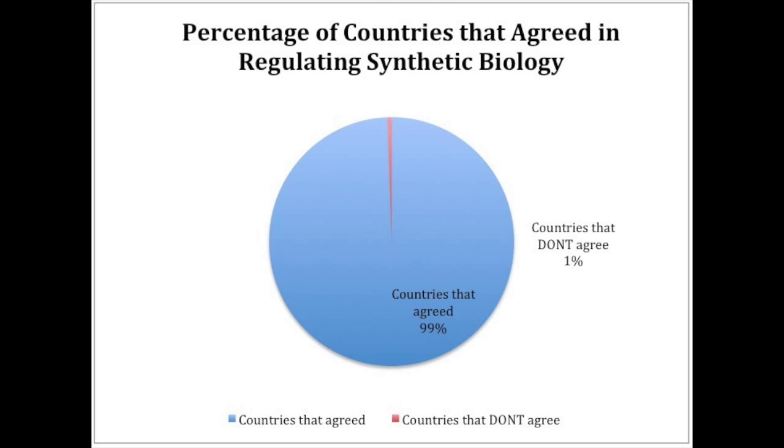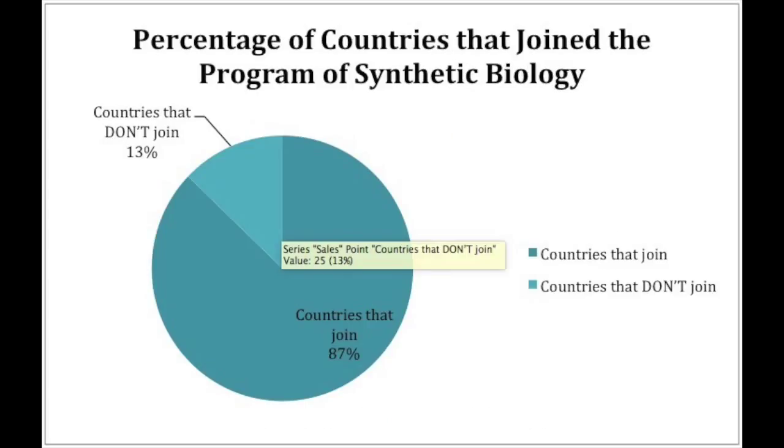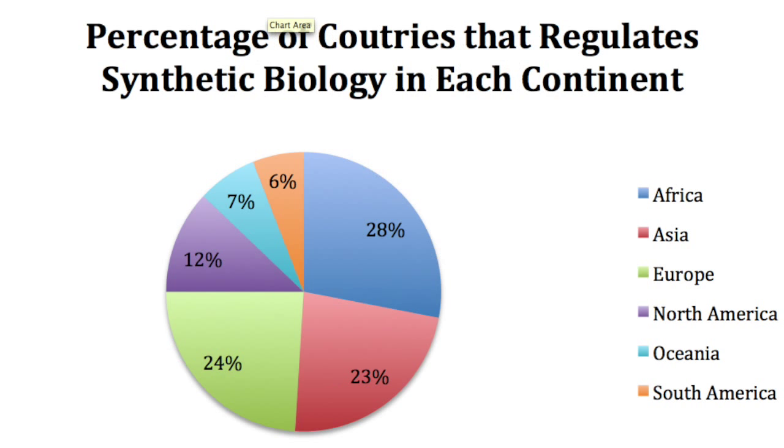We are going to talk about the countries that have applied the laws and regulations. Now, we are going to show you the statistic information of the countries that have regulated synthetic biology in each continent. 99% of the countries agreed to regulate synthetic biology, and the rest of the countries do not. 87% of the countries are in the synthetic biology program, while the rest of the countries are not in the program. Of the countries that regulate synthetic biology, 28% of them are in Africa, 23% Asia, 24% Europe, 12% North America, 7% Oceania, and 6% South America.